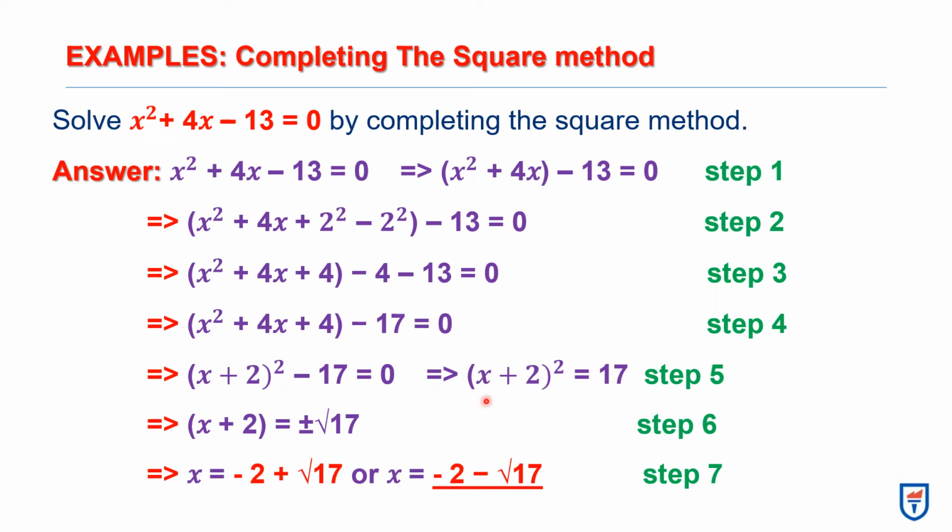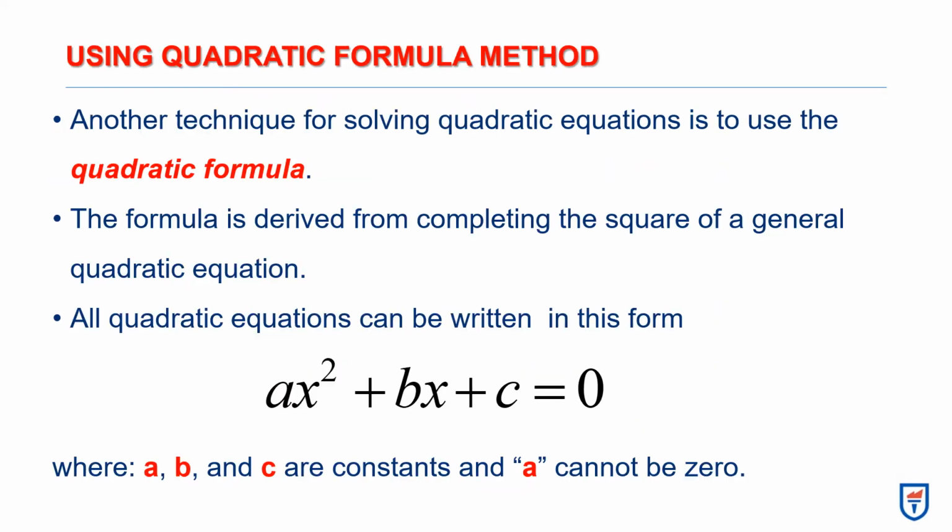And now we find the square root of both sides. The square root of our perfect square, x plus 2 to the power 2, is x plus 2. And when we find the square root of the left side, we need also to find the square root of the right side, which is going to be plus or minus the square root of 17. So now we make x the subject of the formula. We get x is equal to minus 2 plus the square root of 17, or x is equal to minus 2 minus the square root of 17 as our solution.